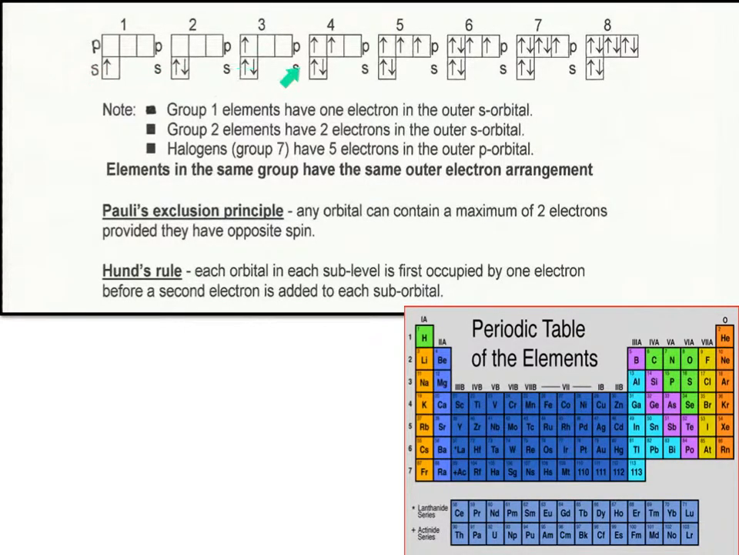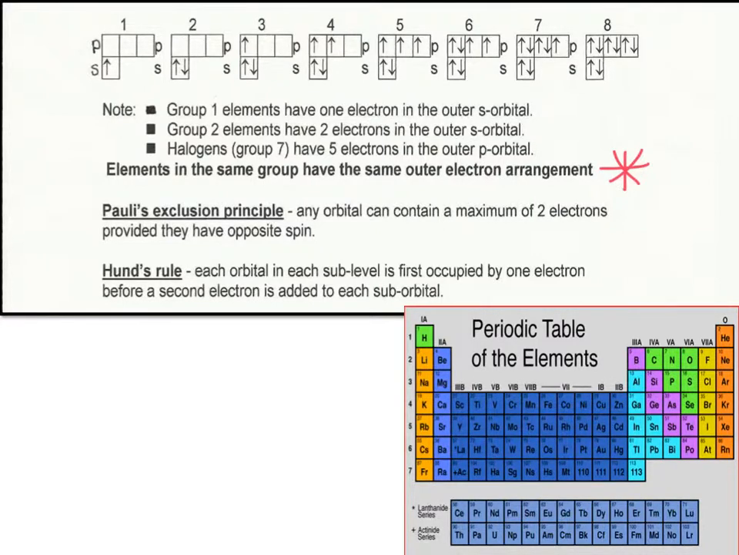So here's just a little summary of what the outer energy level looks like for each of the different groups. Group 1 elements have got 1 electron in their outer s orbital. Group 2, 2 in their outer s orbital. Halogens in group 7 have all got 5 in their outer p, but don't forget that the s counts, so that's 7 altogether in the outer energy level. Elements in the same group have the same outer electron arrangement, and that is the key, and that is why elements in the same group have similar chemical reactivity.